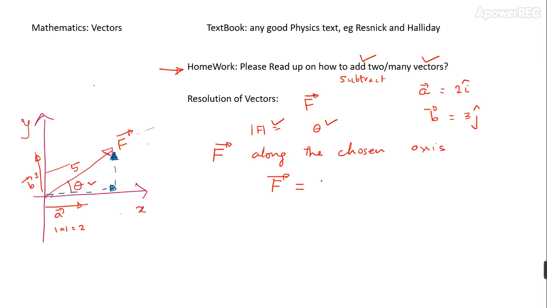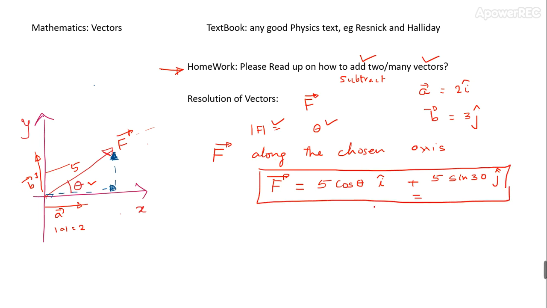F can be written as 5 cos 30 times i plus 5 sin 30 times j. So in other words, if you understand the addition of vectors, you will readily agree with me that f, which is an arbitrary two-dimensional vector, can be written in terms of something times i plus something times j, and this is called the resolution along the x and y axis.